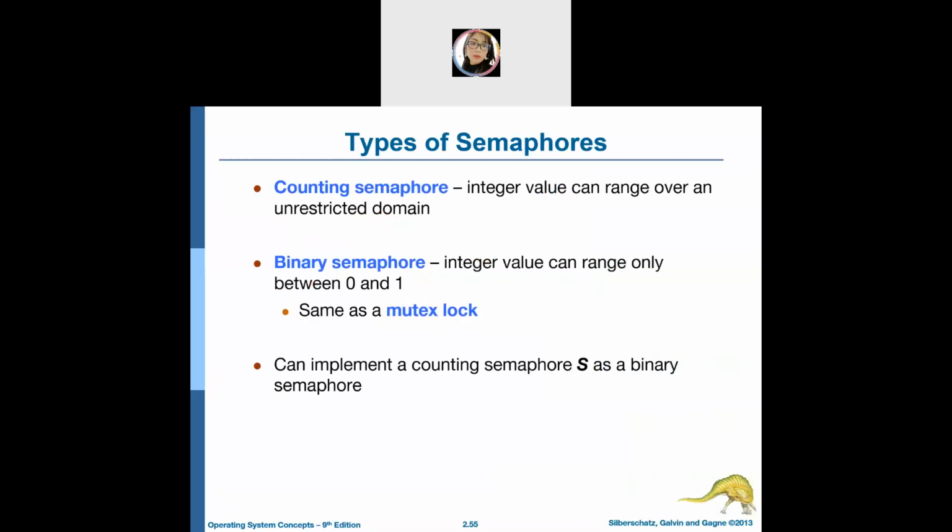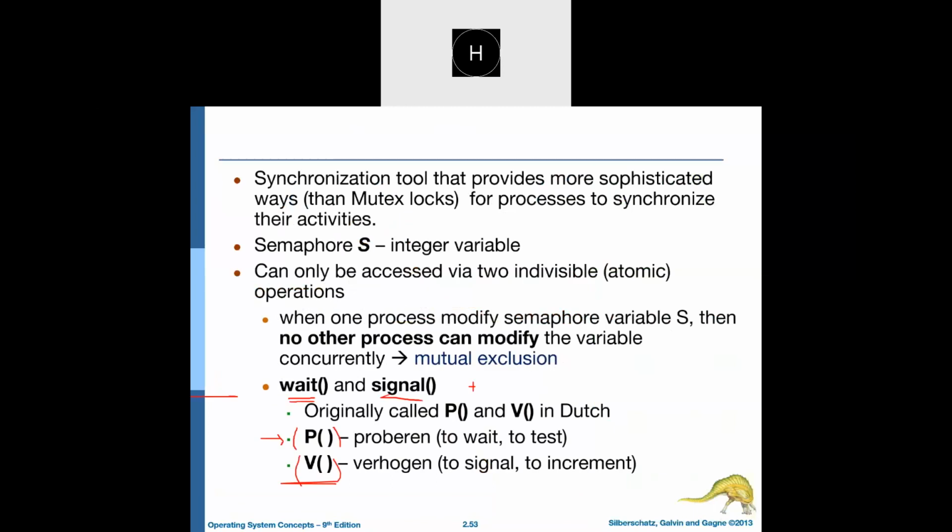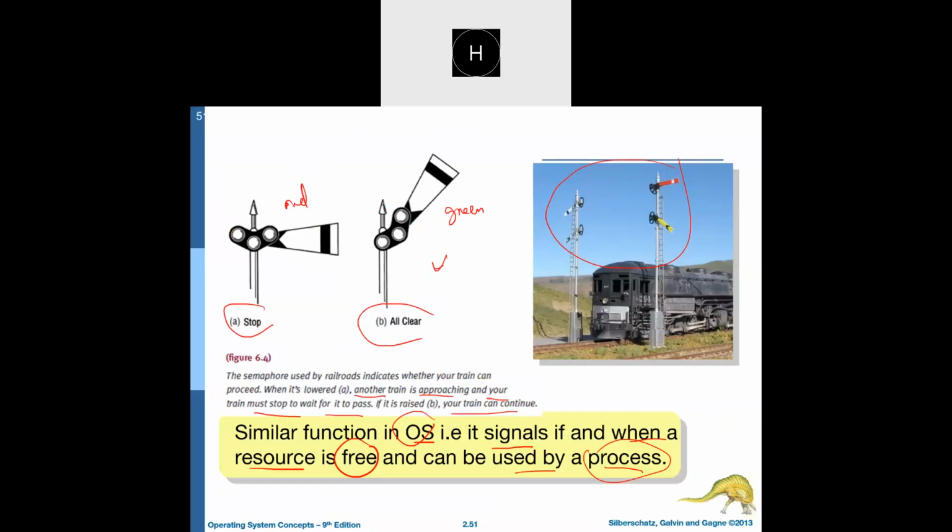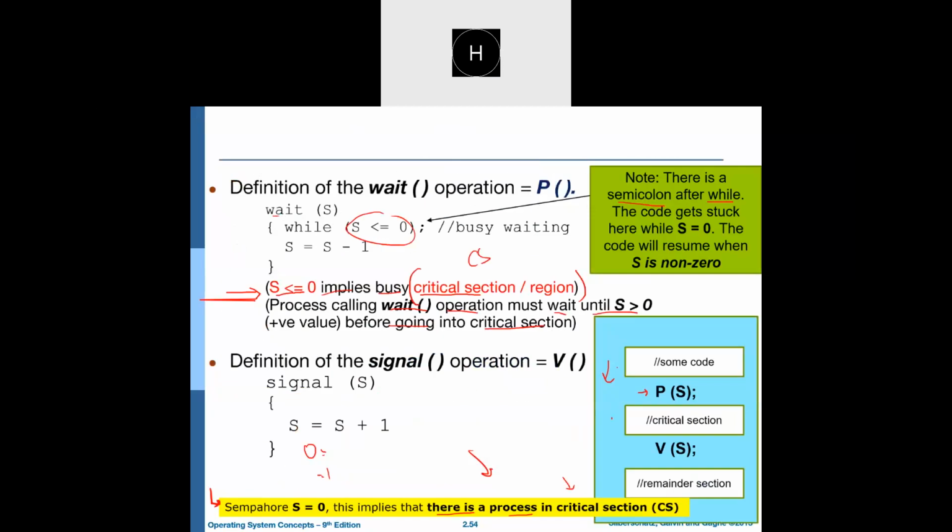Okay, so you have several. Yes? Can you go back to the previous slide? This one? 54. Yes. How will it get out of the while that's inside the wait function?